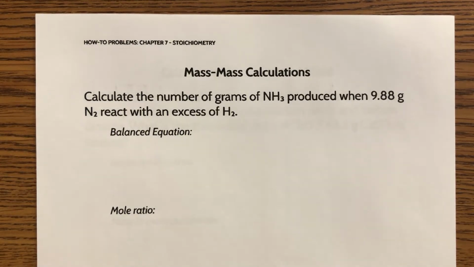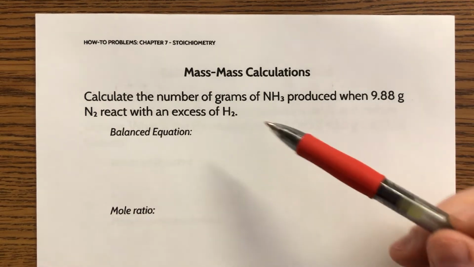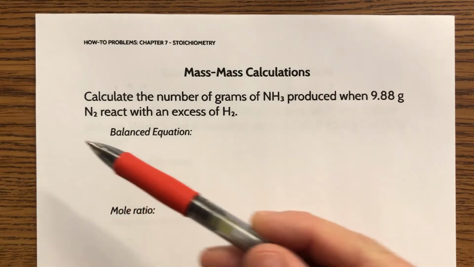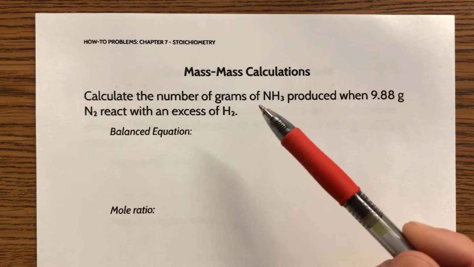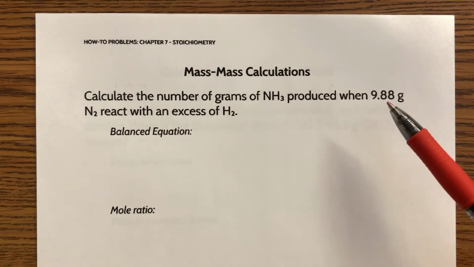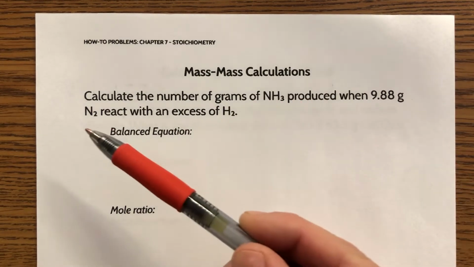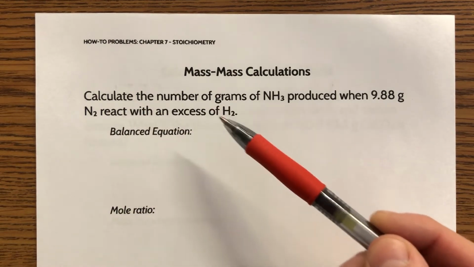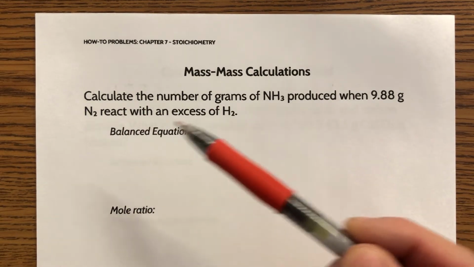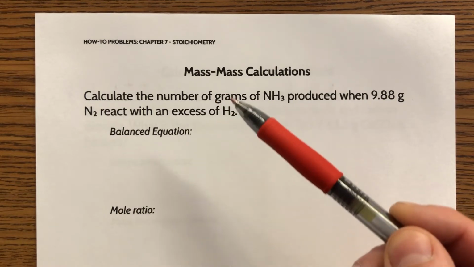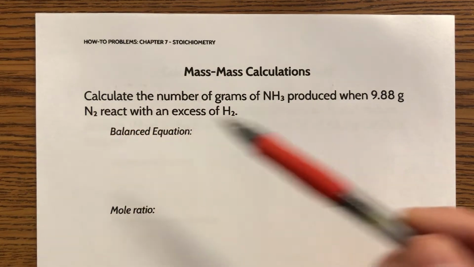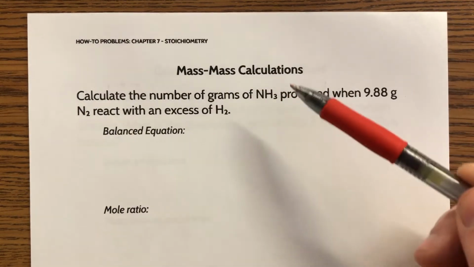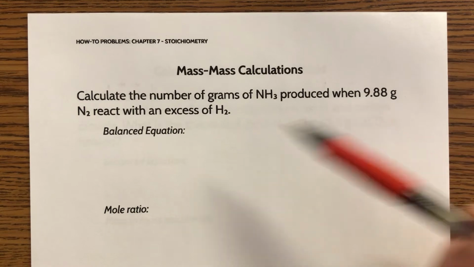Today we're going to be learning about mass-to-mass calculations in stoichiometry. So we've got a problem. We're already familiar with this one. We have ammonia, nitrogen and hydrogen, okay? And we're going to calculate the number of grams of ammonia that's made when we have 9.88 grams of N2, and it reacts with an excess of hydrogen. Now, in this problem, hydrogen is not our limiting reactant. We're going to learn about this in the next chapter. So N2 is going to limit how much we can make. So we want to know how much we can make based on 9.88 grams of N2.